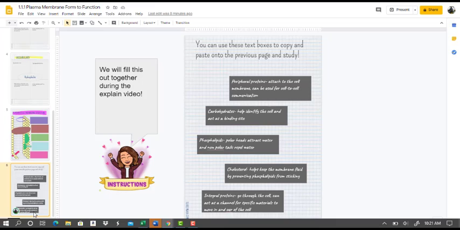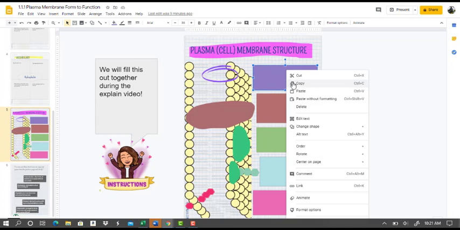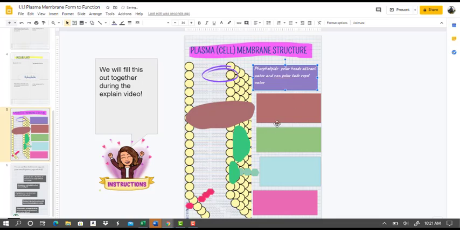If you go down to the slide right below it in your notebooks, I've already got it here for you. You can highlight it, Control C or right click and copy, come up here and paste it, Control V. So we know that the heads of the phospholipid attract water and the nonpolar tails repel water. If you are using a paper version of the notebook, you can just go ahead and write it in there.